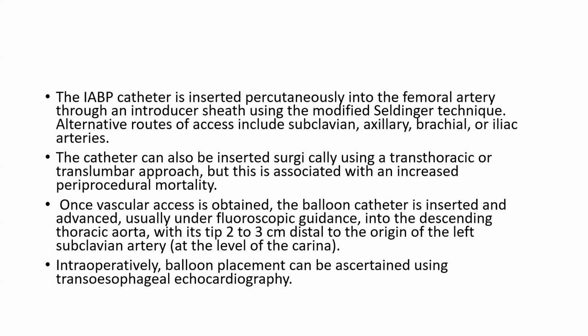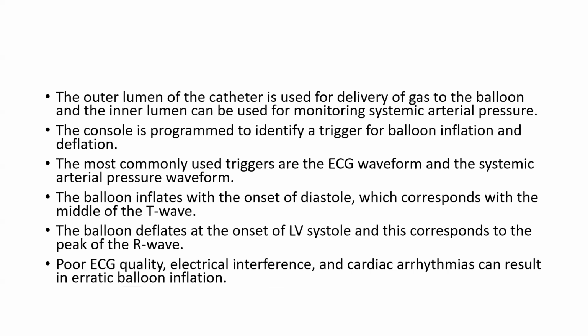Once vascular access is obtained, the balloon catheter is inserted and advanced, usually under fluoroscopic guidance, into the descending thoracic aorta, with its tip 2 to 3 centimeters distal to the origin of the left subclavian artery. Intraoperatively, balloon placement can be ascertained using transesophageal echocardiogram.